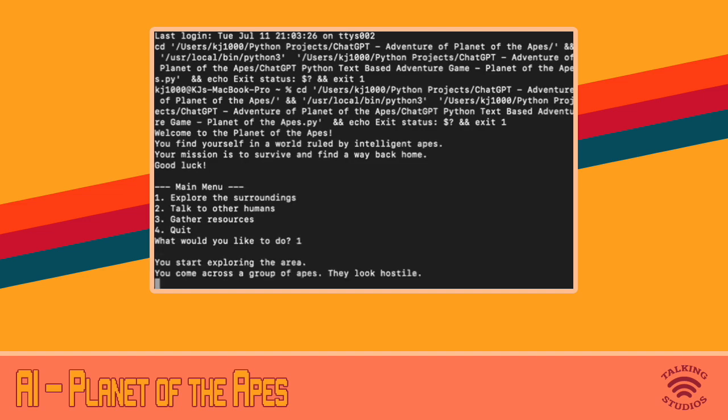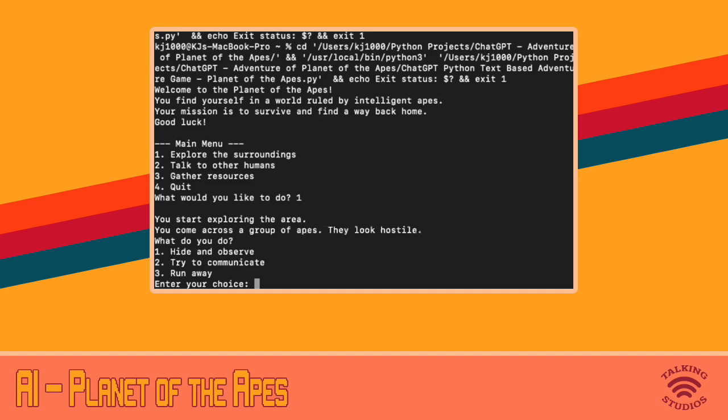You start exploring the area. You come across a group of apes. They look hostile. What do you do? 1. Hide and observe. 2. Try to communicate. 3. Run away. Enter your choice.